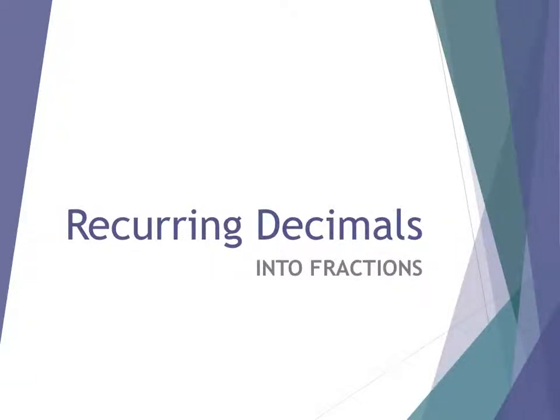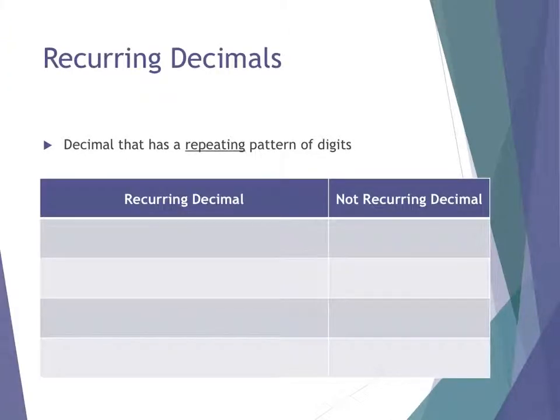In this video, we're going to have a look at turning recurring decimals into fractions. Now, a recurring decimal is essentially a decimal that has a repeating pattern of digits. So, for example, it could be 0.3 recurring, which if we wrote it out in full would be 0.33333 continuing in that sort of pattern.